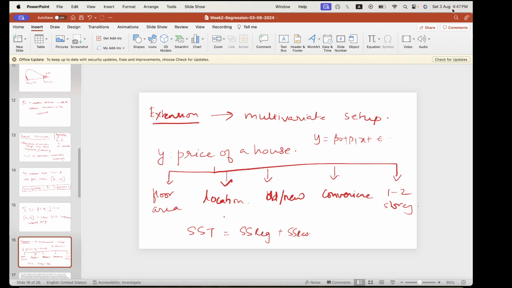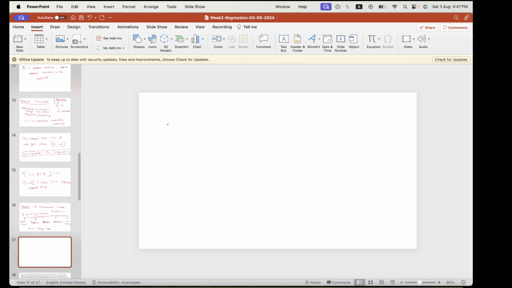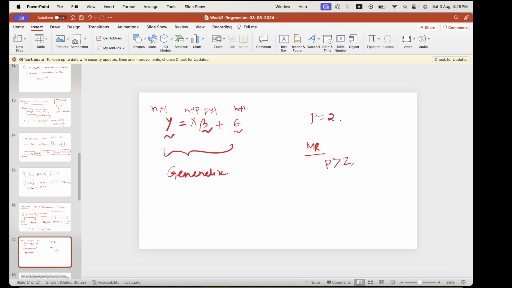Okay, so what we do essentially in this multivariate setup is this: our model becomes y equal to x beta plus epsilon. Okay, so y is nothing but an n cross 1 vector. x is an n cross p matrix, beta is a p cross 1 vector, and epsilon is also an n cross 1 vector. In case of a simple linear regression, we would have p equal to 2, and for a multiple linear regression, we would have p greater than 2. So this is actually a generalized form.